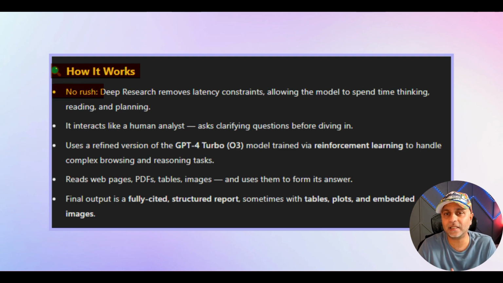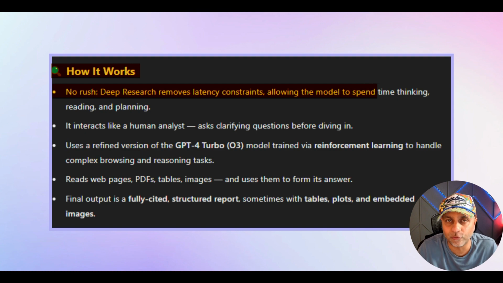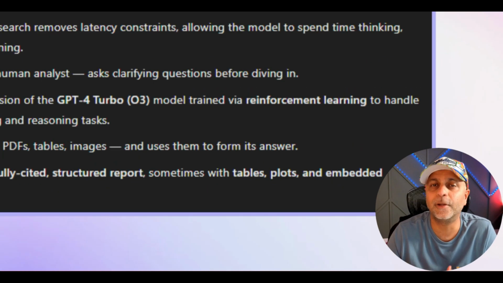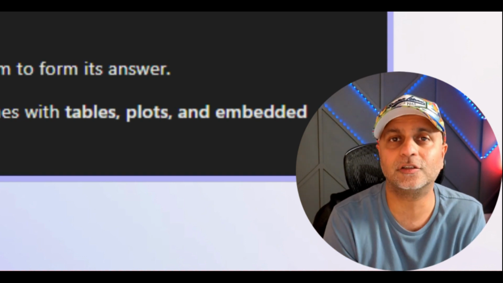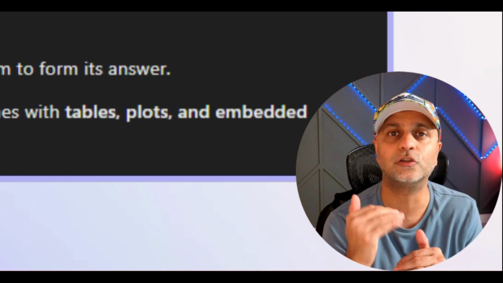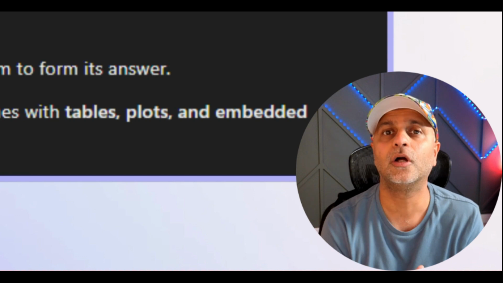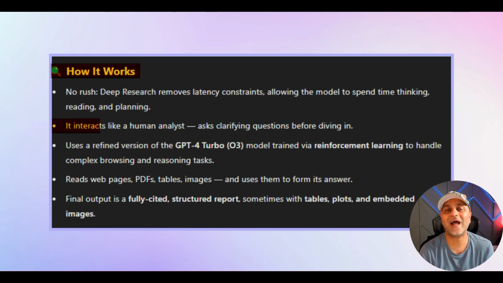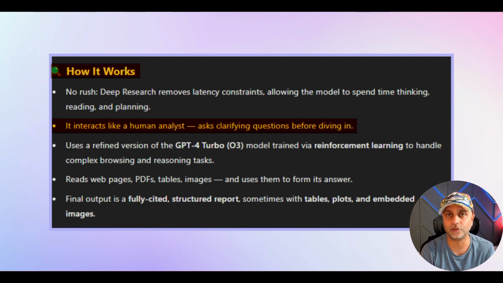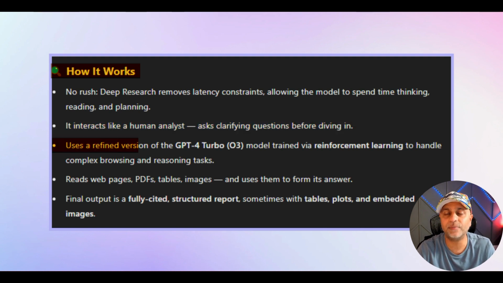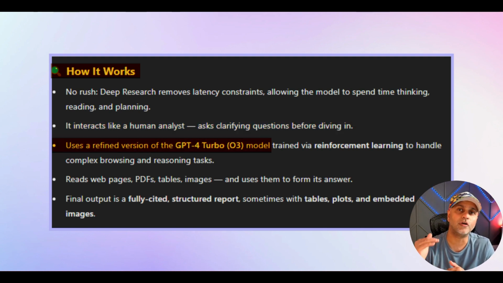So on their website, it mentions that it uses this deep research, no rush method, which removes latency constraints and essentially allows the model to be a little bit more free and take its time to do its thing, because the typical model is waiting to hear from you and give you the answer right away. So they have first started with a super fast model. Now they're slowing it down to give you that deep research. So it also acts like a human analyst by asking you clarifying questions before it goes and does the research for you. And it uses the GPT-4 Turbo model, which was trained on reinforced learning.